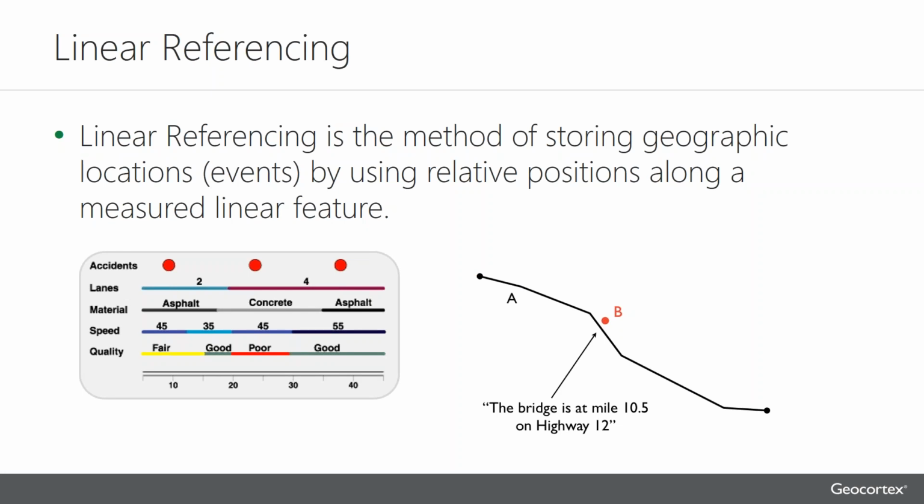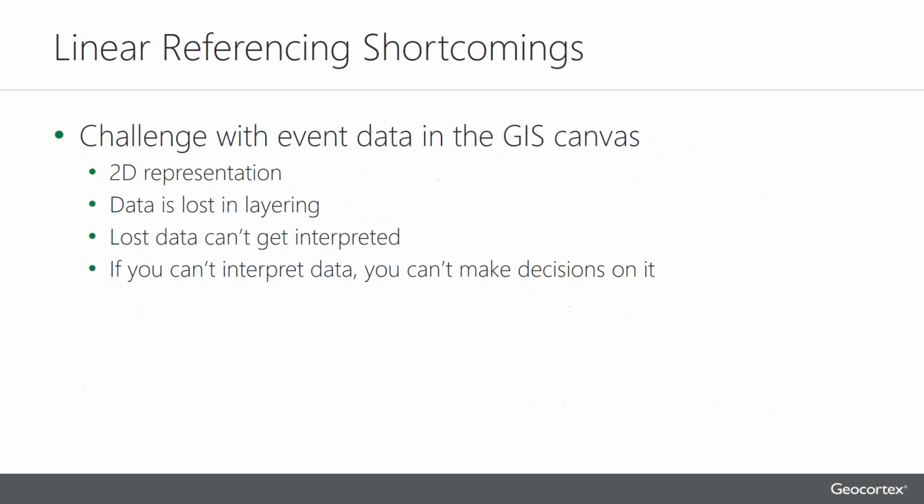We all kind of know what linear referencing is, but just for a quick reference, we're storing geographic locations using relative positions. You might have a variety of different event data along some kind of measured linear network. This could be a road network, maybe a transportation rail, and you're going to have a variety of different event data along this that you're going to want to visualize and interact with. Linear referencing is a fantastic tool being deployed by DOTs to analyze this information.